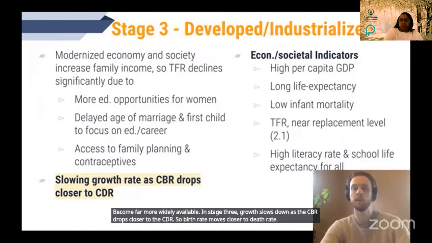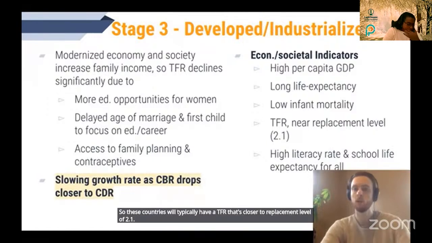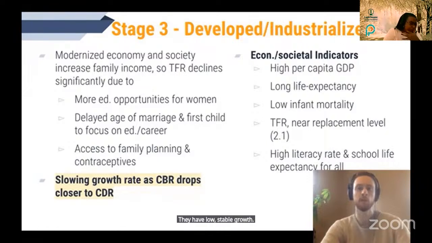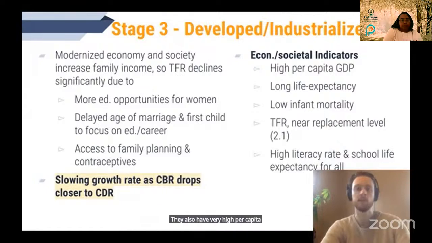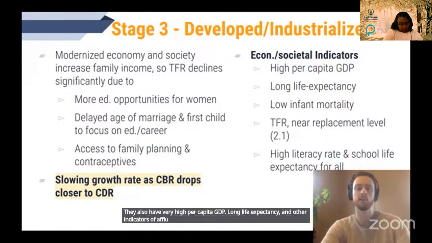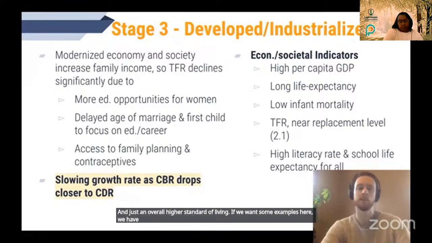So these countries will typically have a TFR that's closer to replacement level of 2.1. They have low, stable growth that is slowing down, getting closer to zero growth. They also have very high per capita GDP, long life expectancy, and other indicators of affluence such as long educational lifespan for women and just an overall higher standard of living. If we want some examples here, we have the United States, Canada, and much of Europe.